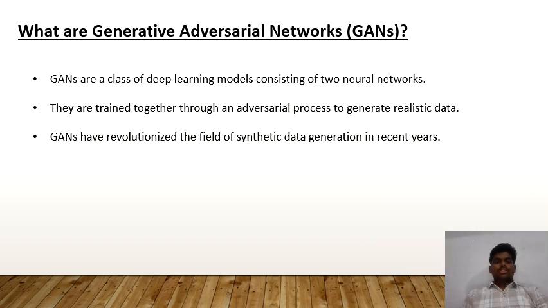And what are generative adversarial networks, or GANs? GANs are a class of deep learning models consisting of two neural networks. They are trained together through an adversarial process to generate realistic data. GANs have revolutionized the field of synthetic data generation in recent years.